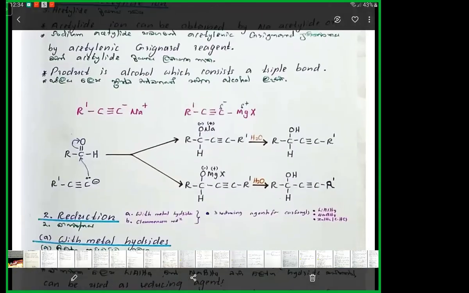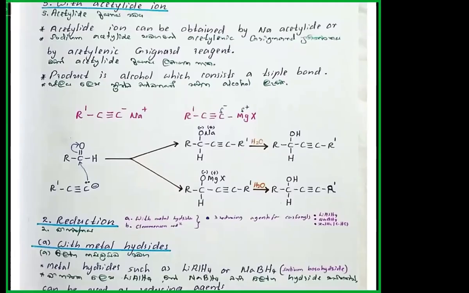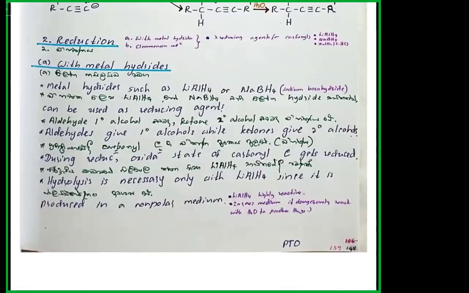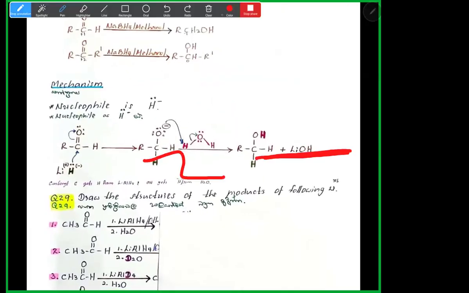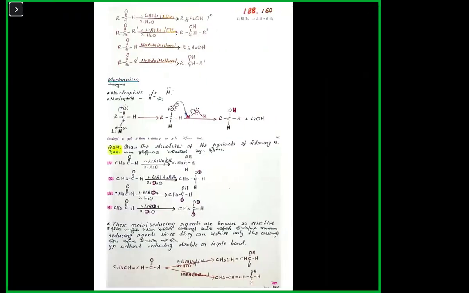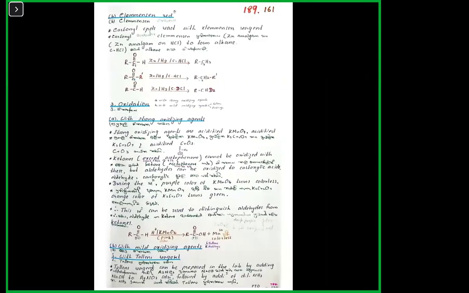With an acetylide ion, whether it's sodium acetylide or acetylenic Grignard, it reacts to give alcohols, but connected to triple bonds. Remember that. Metal hydrides, lithium aluminum hydride and sodium borohydride, you have to memorize. The hydride hydrogen is joined to the carbonyl carbon. Water hydrogen is joined to the carbonyl oxygen.